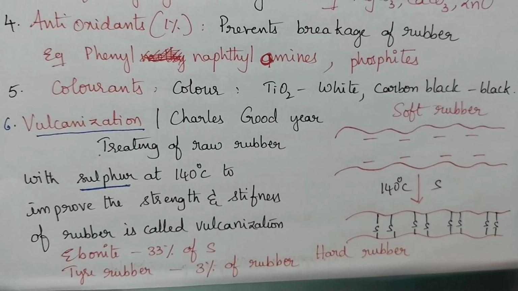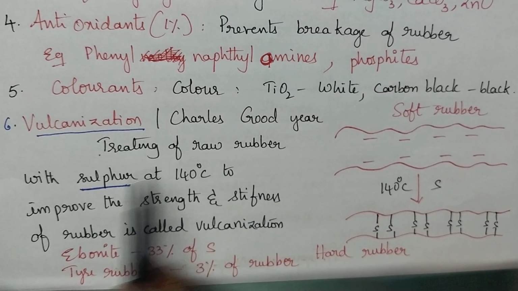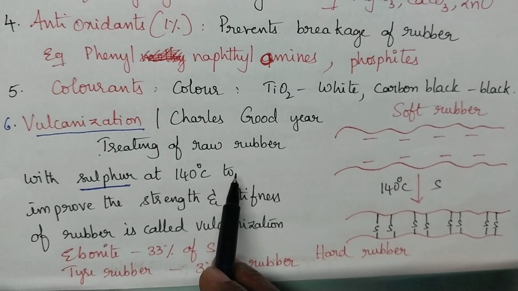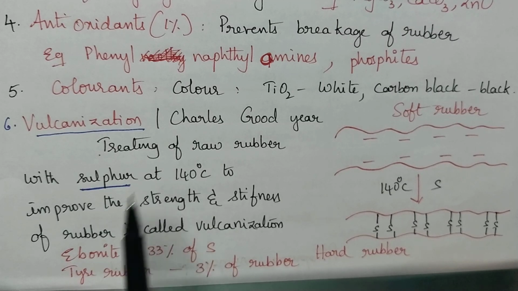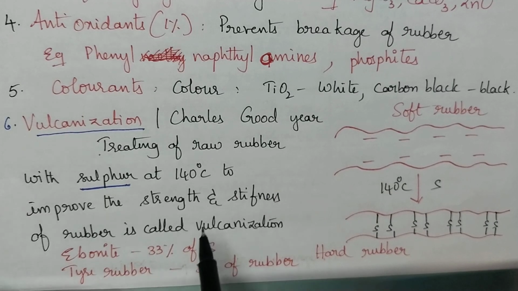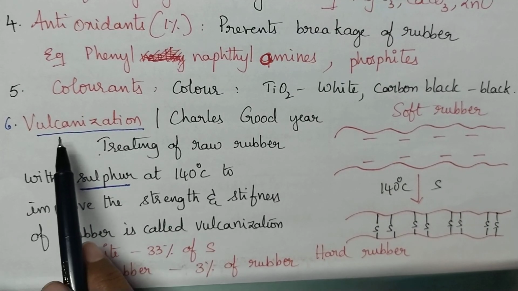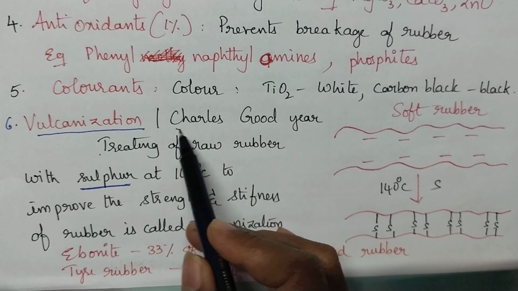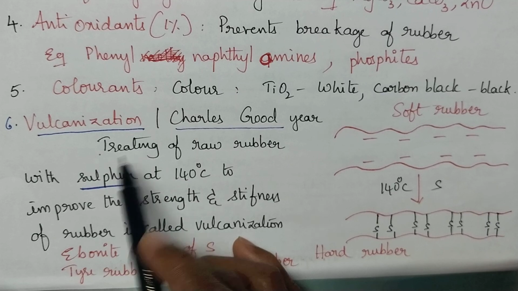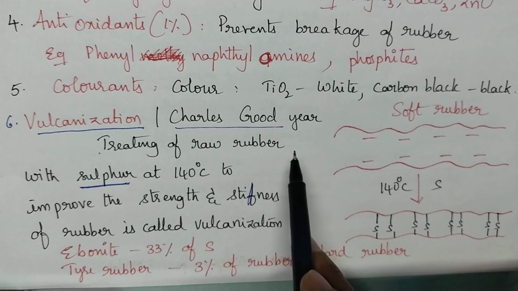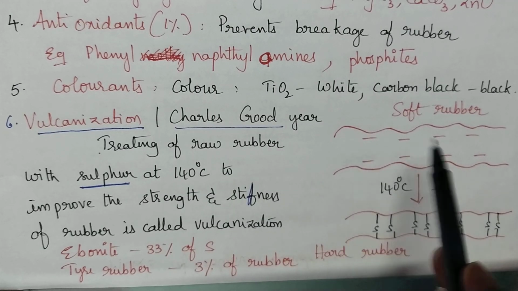So what is meant by vulcanization? It is the process of treating raw rubber with sulfur at 140 degrees centigrade. And what is the purpose of vulcanization? It imparts strength and stiffness to the natural rubber. The process of vulcanization was introduced by Charles Goodyear. Who introduced vulcanization? Charles Goodyear. So let us see the vulcanization process in detail.